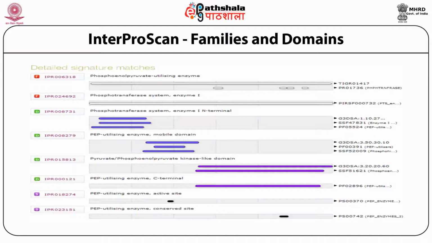The first domain is phosphotransferase system N-terminal. The second domain is PEP utilizing enzyme mobile domain. The last domain is the pyruvate phosphoenolpyruvate kinase like domain. There are 2 sites, PEP utilizing enzyme active site with another PEP utilizing enzyme conserved site. The user can look at the details of these domains by clicking on the links provided on the right side.